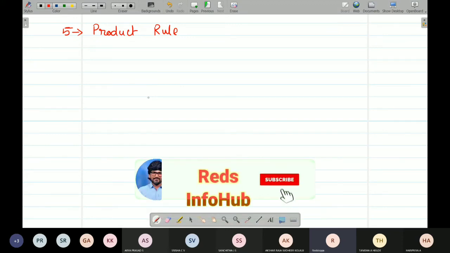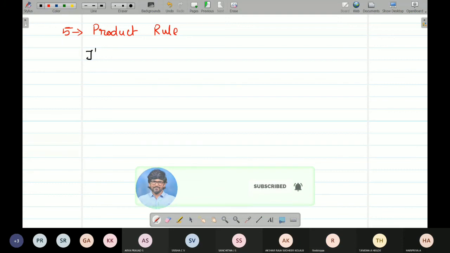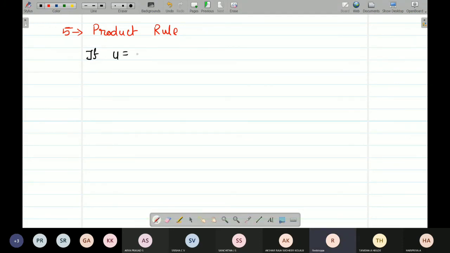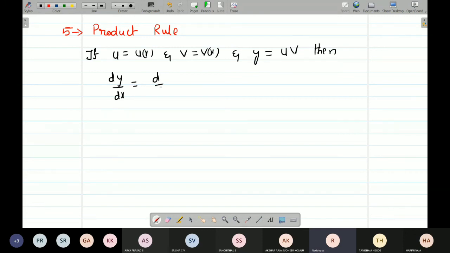What is the product rule? If u is equal to u of x, meaning u is a function of x, and v is equal to v of x, meaning v is also a function of x, and y is equal to u into v, it is a product of two functions, both functions of x, then dy by dx is equal to d by dx of uv, u into v.